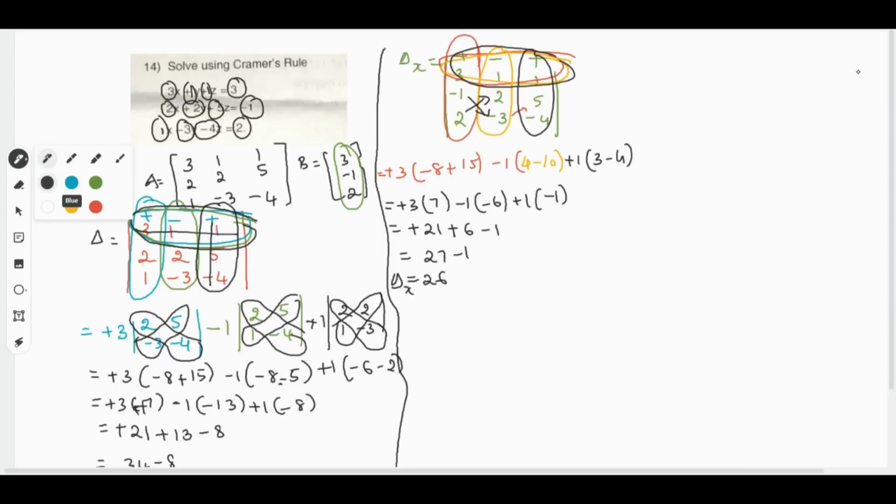Same, now next step will be finding delta y. What will be delta y? The second column should be changed with the value that is there for b. That is for y, meaning the second value, second column. So y will become 3, minus 1, 2. The remaining values will be the same, 2, 3, 2, 1, 1, 5 and minus 4. So now simplify, same, find the determinant of this given term.